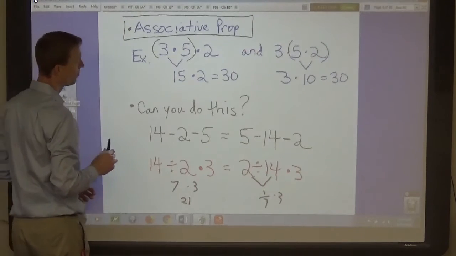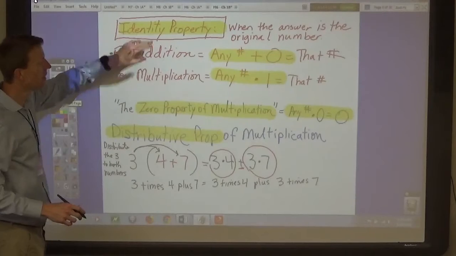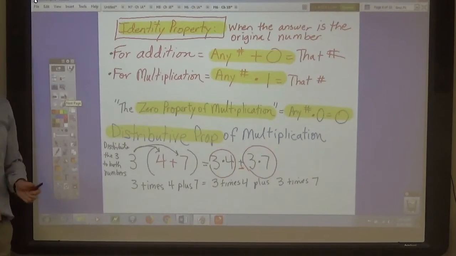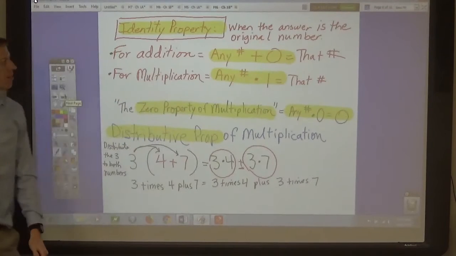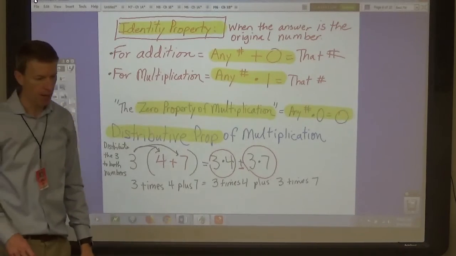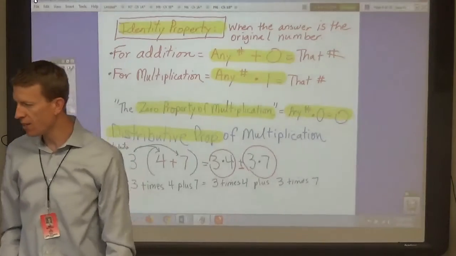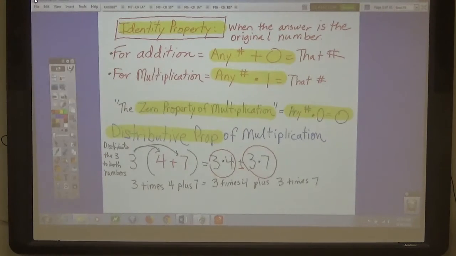There is the identity property. So write down identity properties. Did you write this? Write down identity properties. You may have to go on to the next page when you're writing this. Identity properties.